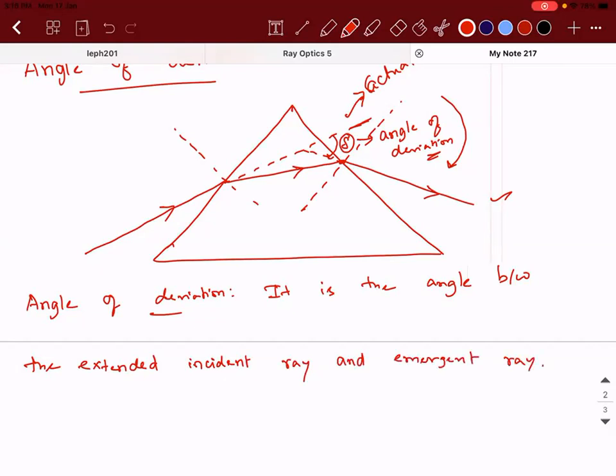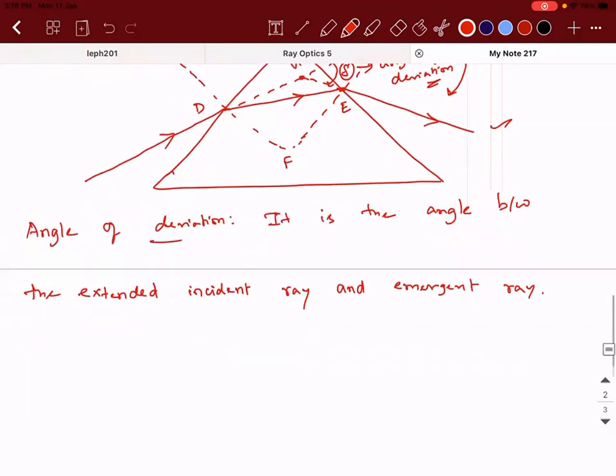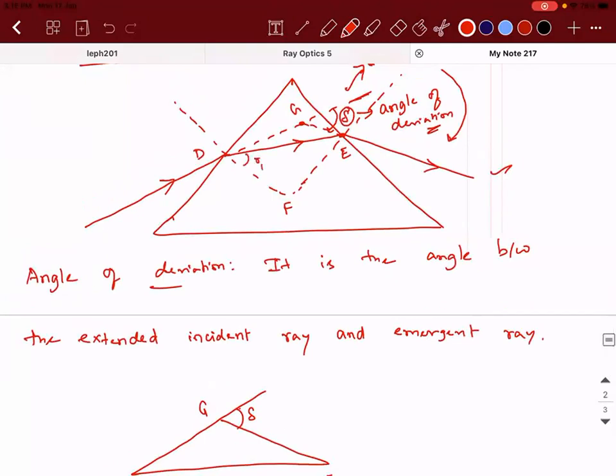Okay. Now observe. This point is D. This point is E. So this is F. This is G. So if I take something like this, D, G, and E, if this is delta, and if this is R1, okay, if this is the angle of incidence, I want you guys to tell me what this angle would be.